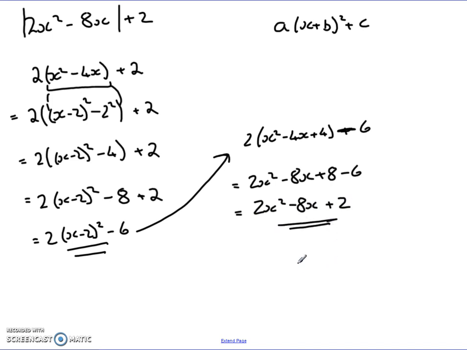I'm back to where I started. So this, you can do next to it if you want, and have it as your check. Make sure you've done it right. So this is one way of doing it.